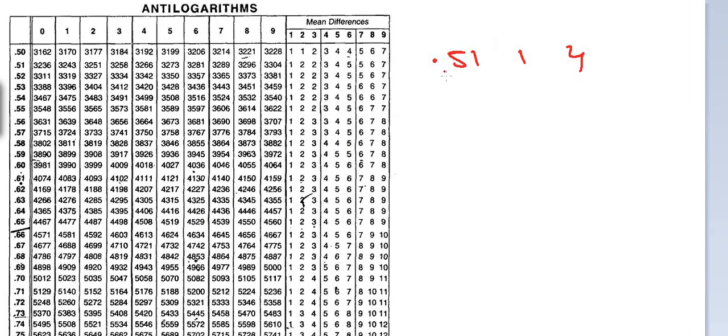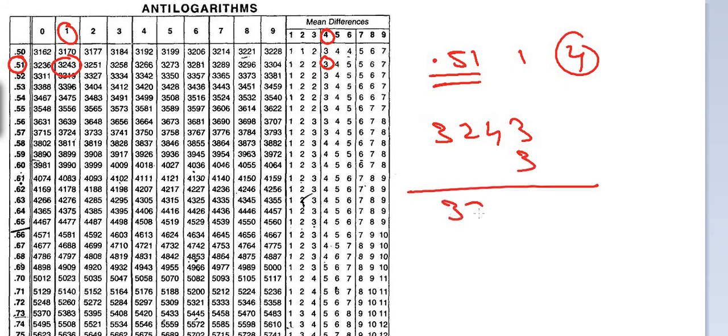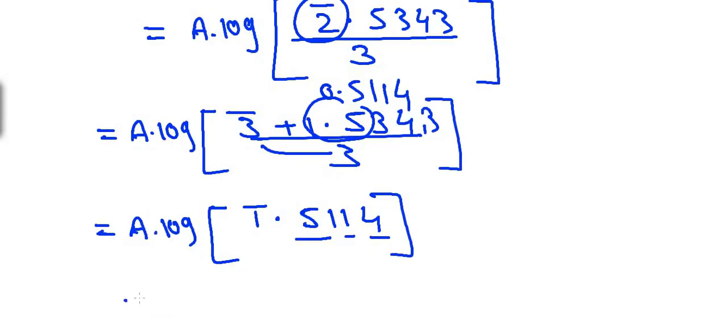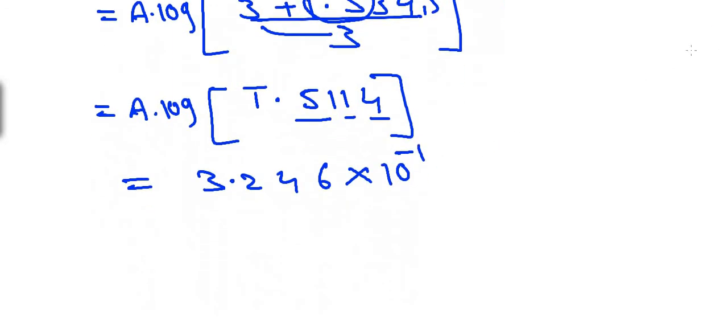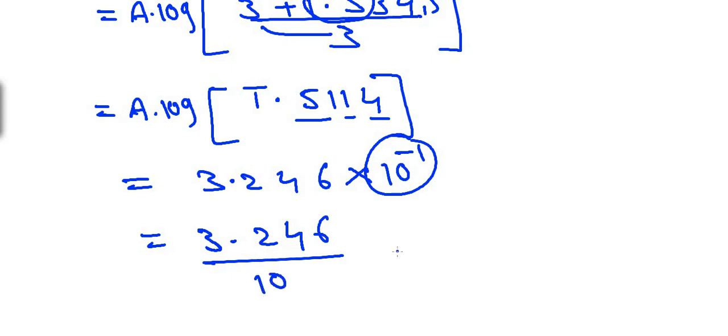Let us find antilog now. 0.5114. Locate 0.51 in the first column. So 0.51. 1 in the first row. So this is the intersection 3243, and mean difference corresponding to 4. So mean difference corresponding to 4 is 3. So add 3 to it. So this is 3246, the antilog. So this is equal to 3246 decimal after the first digit multiplied by 10 raised to the power minus 1, because characteristic is bar 1. Now 10 raised to minus 1 can be written as divided by 10. So 3.246 divided by 10, and so the final answer is 0.3246.